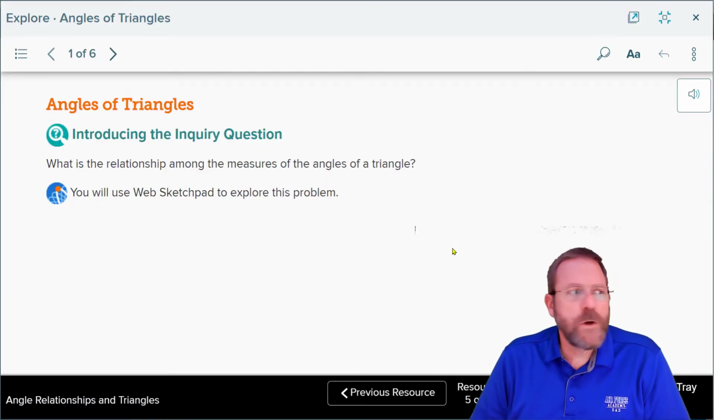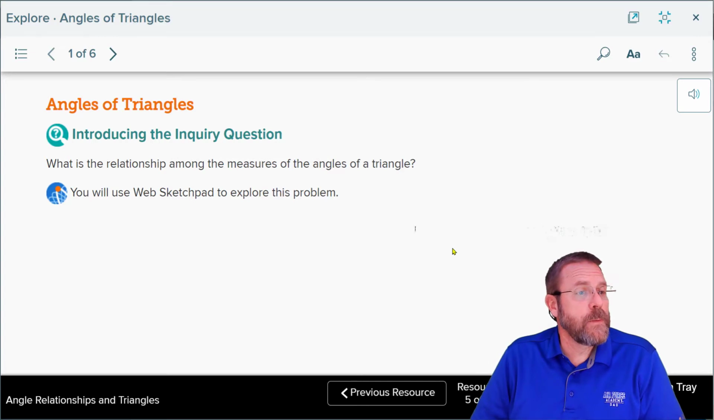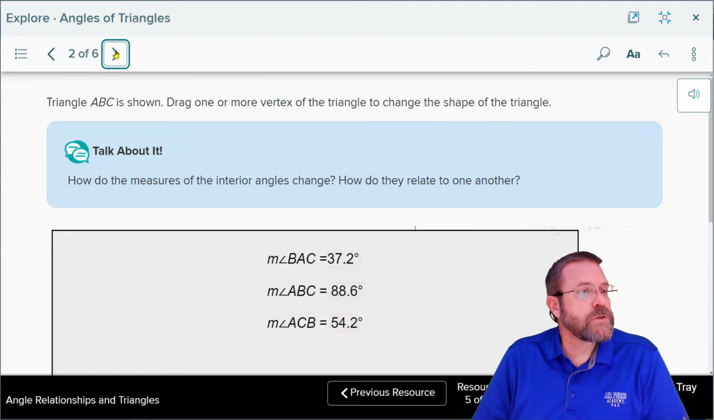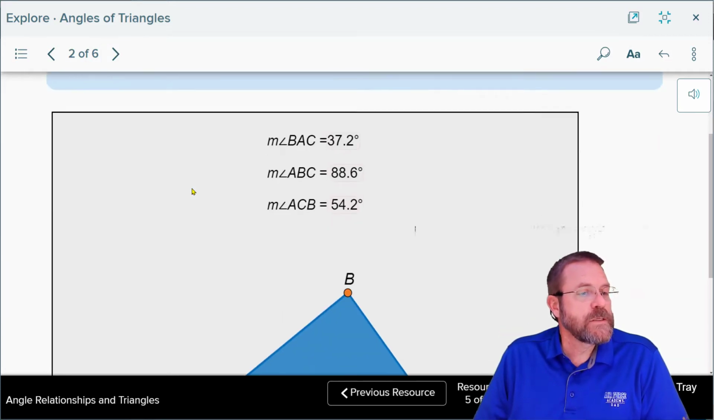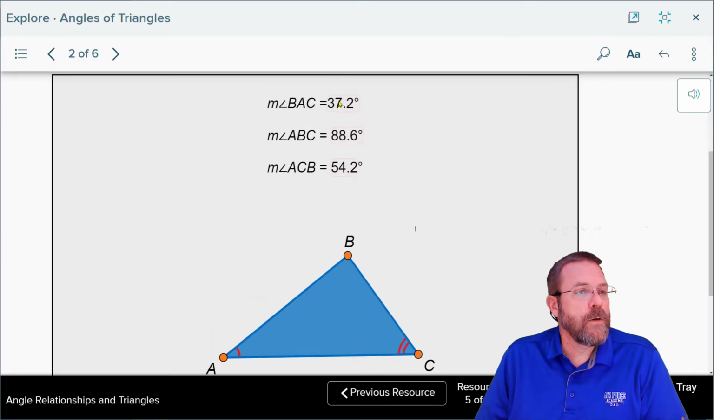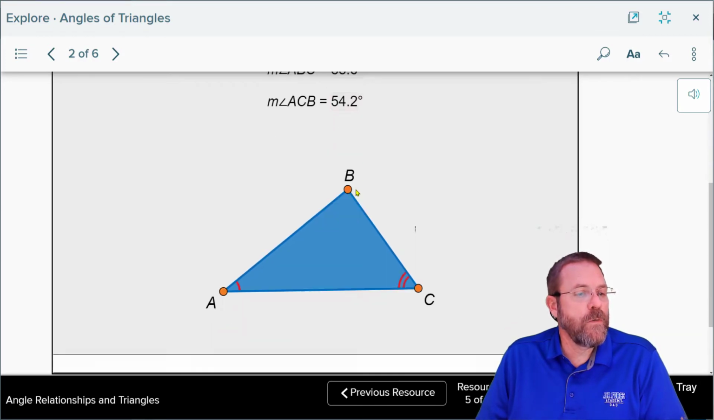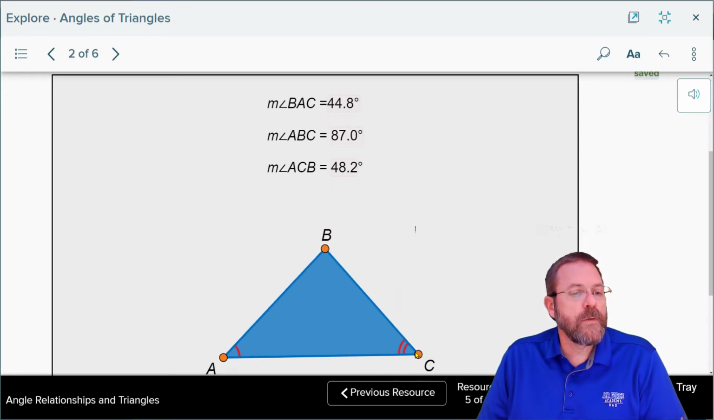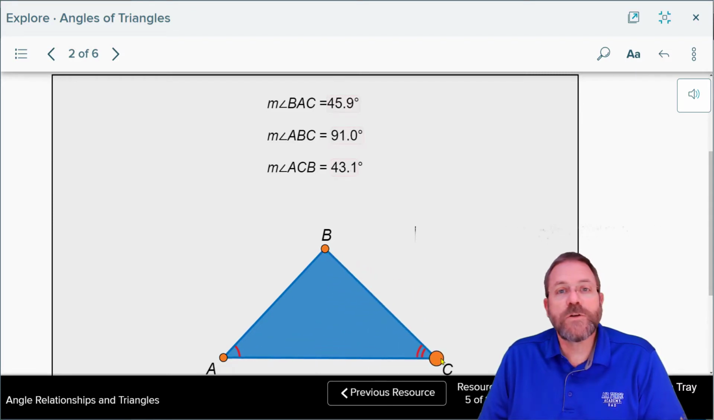Now our inquiry question asks, what is the relationship among the measures of the angles of a triangle? So let's get into this, and we're going to say that triangle ABC is shown. Drag one or more vertices of the triangle around to change the shape. So you can see we've got this triangle right here, and you can see the measurement of all of these angles right here. And if we drag one around, it affects all of the other angles. It doesn't matter which one we drag, the measures of the angles of the others are going to change as well.